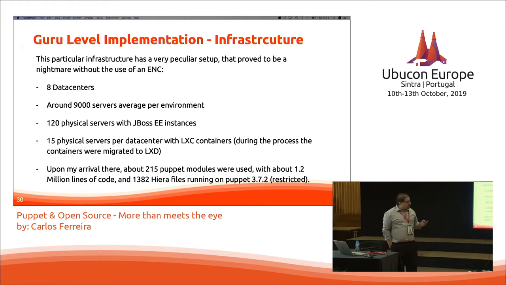Upon my arrival there, about 215 modules were used and about 1.2 million lines of code inside Puppet modules and 1382 Hiera files running Puppet 3.7.2. I put it there, restricted before, because once I arrived, Puppet 4.2 was actually the mainstream one. They stopped there because most of those 1.2 million lines of code wouldn't work on Puppet 4. So they needed to be revised and rewritten, and the guy was on his way out, so he didn't make the change.